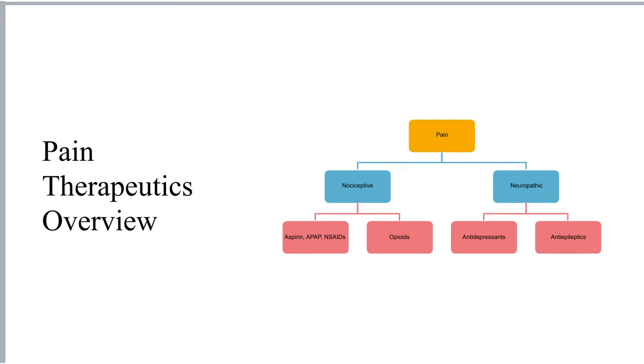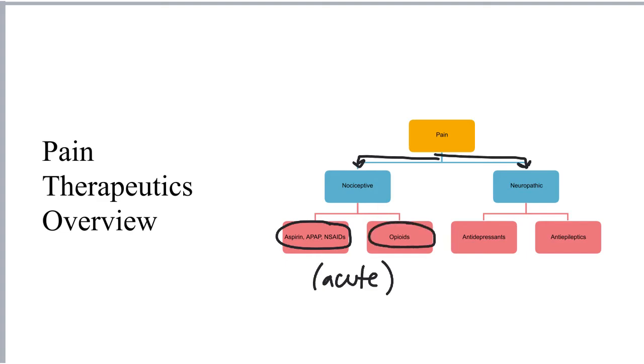Another way to think about pain therapeutics is to distinguish between classes of drugs that are used to treat nociceptive pain and those that are used to treat neuropathic pain. For nociceptive pain, the primary drug classes used to treat this type of pain are aspirin, acetaminophen, NSAIDs, and opioids. For neuropathic pain, the primary drug classes that have efficacy here are antidepressants and antiepileptics.